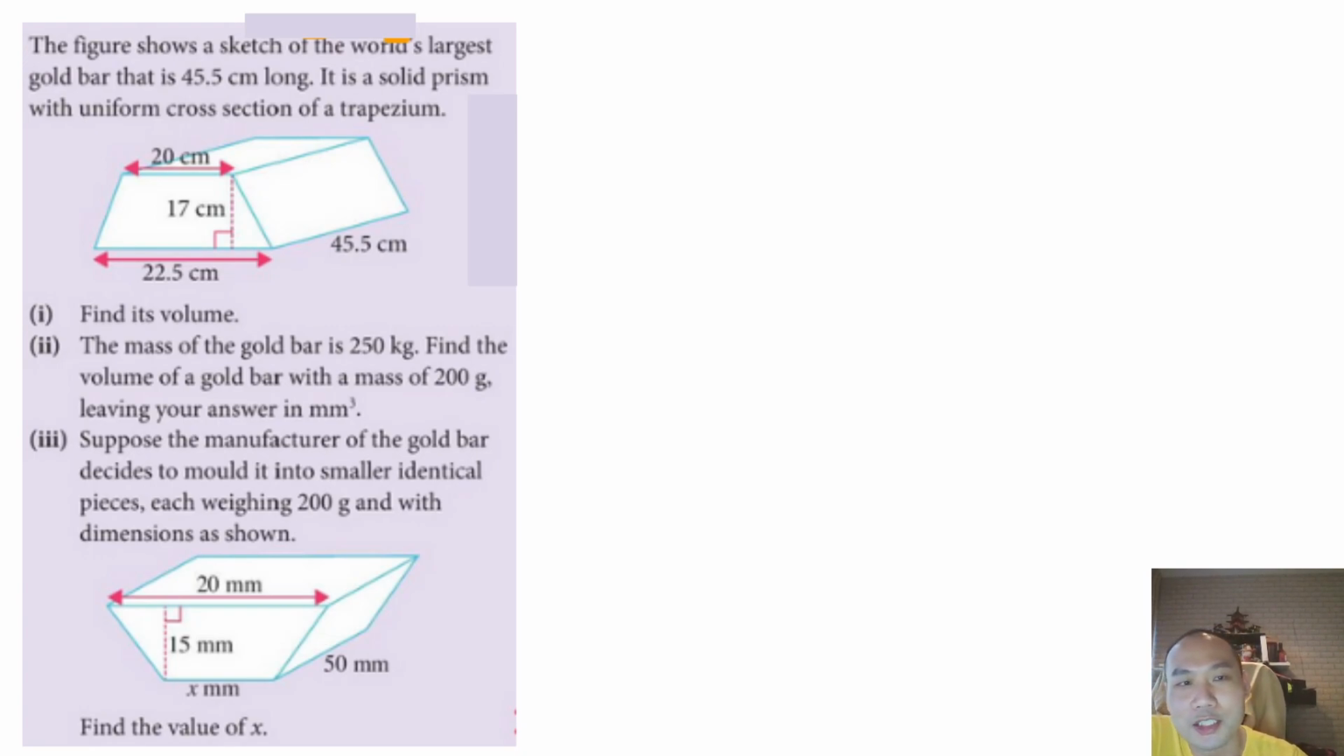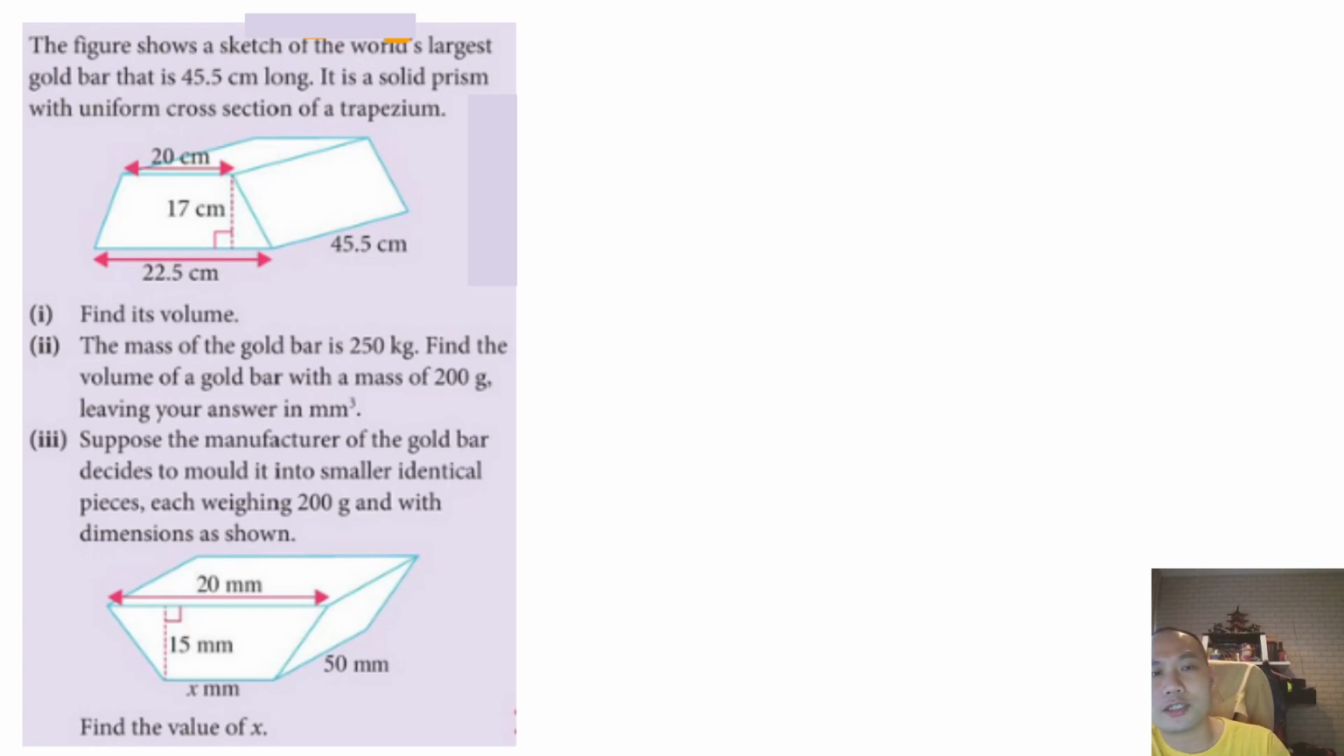The figure shows the sketch of the world's largest gold bar, and that's 45.5 centimeter long. It is a solid prism with a uniform cross section of a trapezium, and straight away they want us to find the volume. We need to recall all these formulas. The formula to find the volume of a prism is the area of the cross section times the depth. The depth in this case is 45.5.